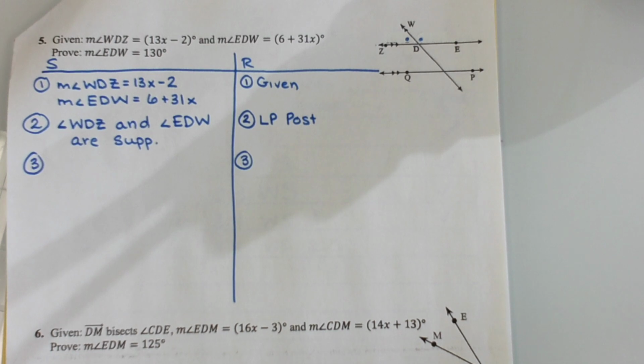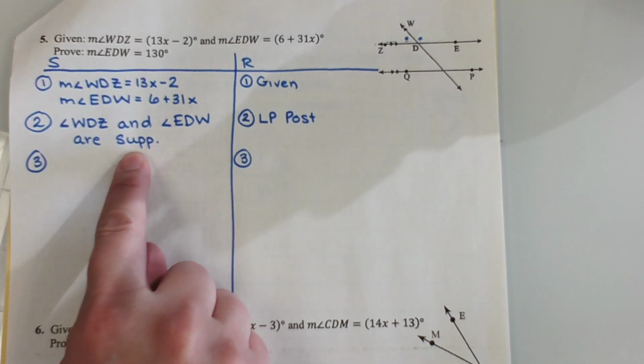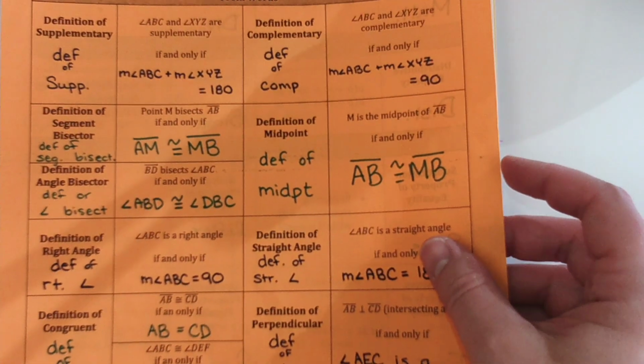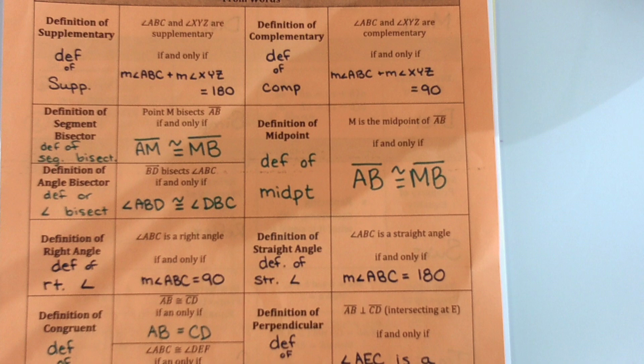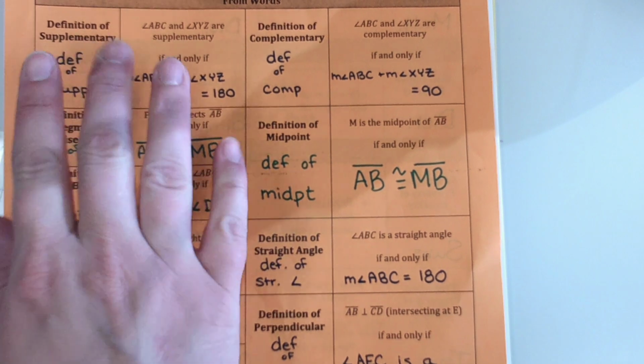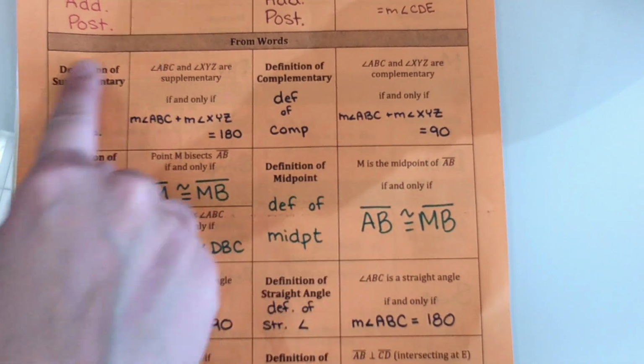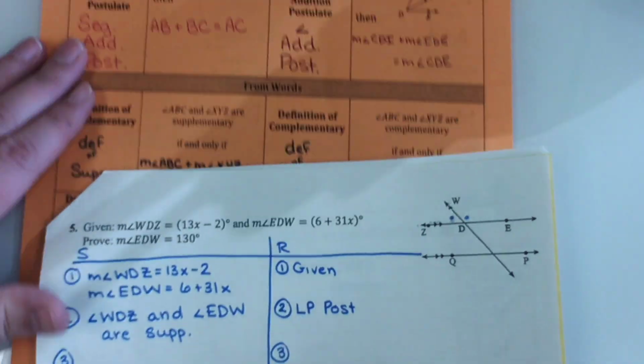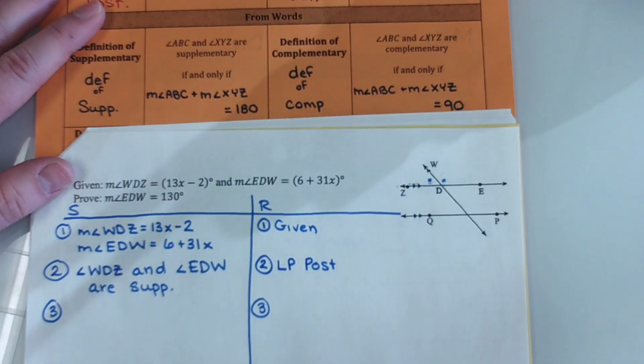Diego, any idea on what I can do next? Not quite yet. Do you see a word? Yeah, that word supplementary. On which sheet am I going to find the word supplementary? I look for supplementary on here. Is it on here? Yeah. Where? At the top. Technically there's more above it, but top left. Yeah. So, measure of this plus measure of this equals 180. So that's what I'm going to use, definition of supplementary.